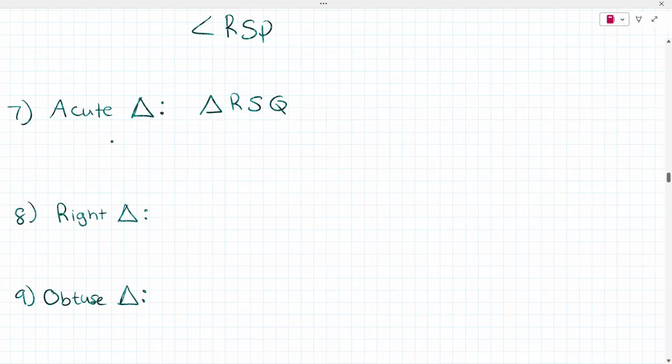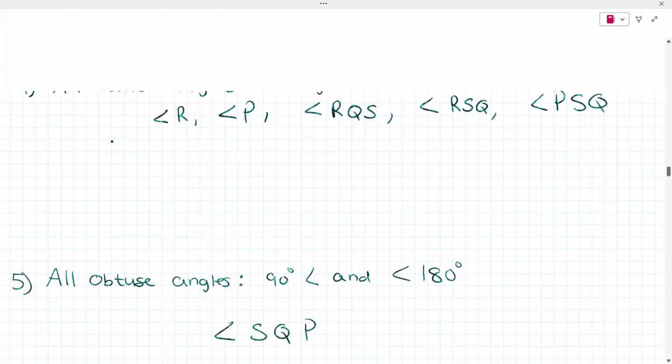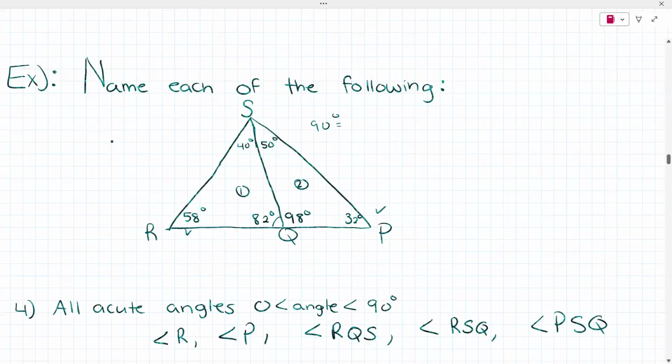Not angle, triangle, right? Triangle R. I always get that confused. RSP. Okay. What about an obtuse triangle? Anything that's greater than 90 but less than 180. Yes, this 98 is an obtuse, but I want an actual triangle, so that could be expressed. So how do I express triangle 2? Because that is an obtuse. It would be SQP.